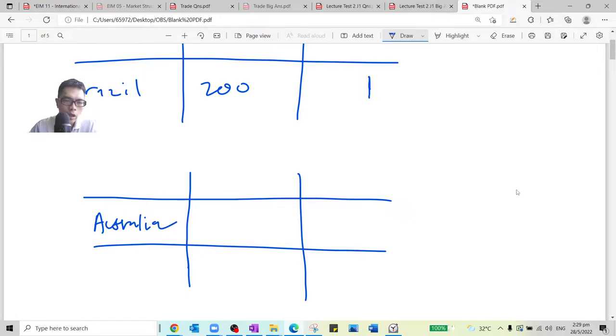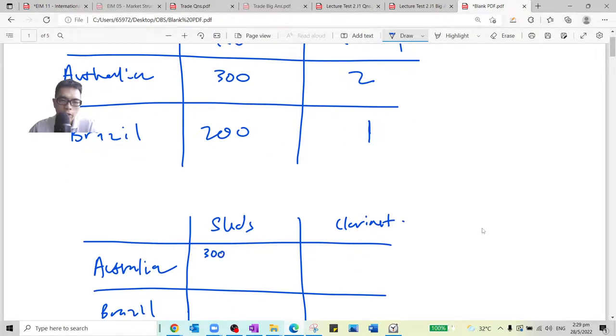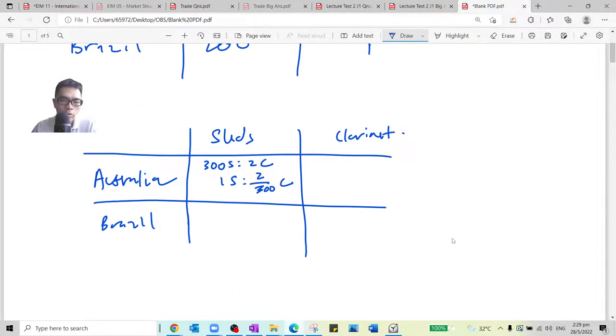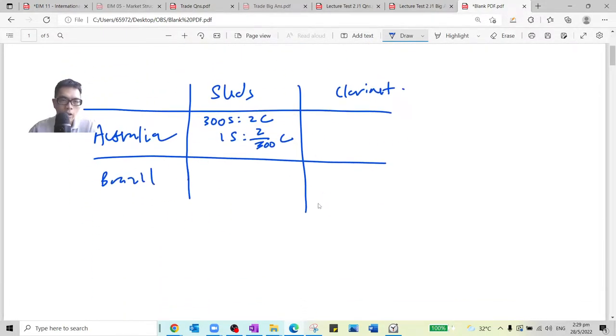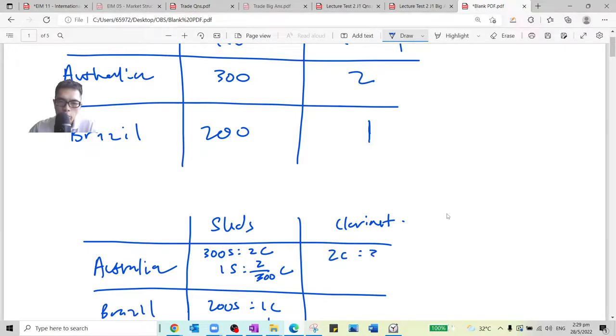Australia and Brazil, sleds and clarinet. If you want to find out the opportunity cost of producing a sled, we express sleds in terms of clarinet. 300 sleds is to 2 clarinet, so one sled is 2 over 300 clarinet. Likewise for Brazil, 200 sleds is 1 clarinet, so one sled is 1 over 200 clarinet. If you want to express clarinet in terms of sleds for Australia, 2 clarinet is to 300 sleds, so one clarinet is 150 sleds.